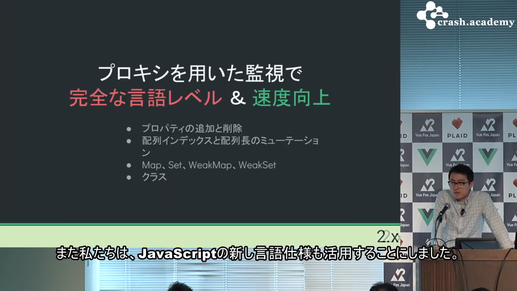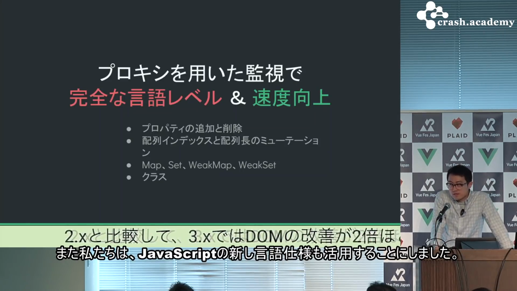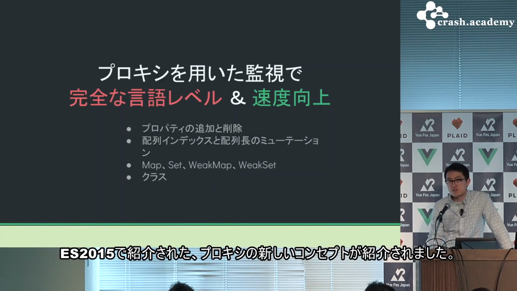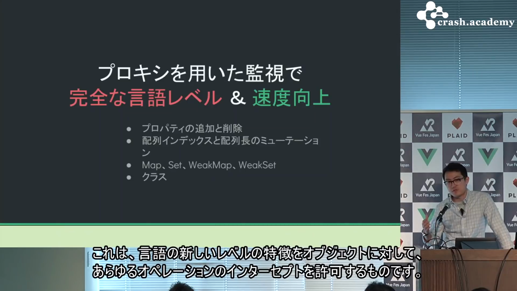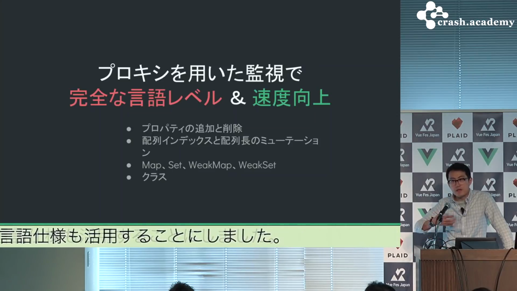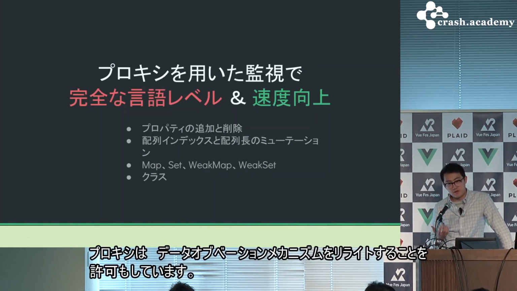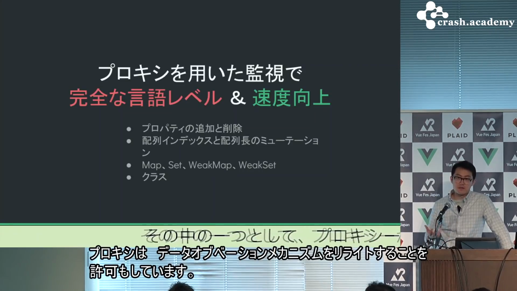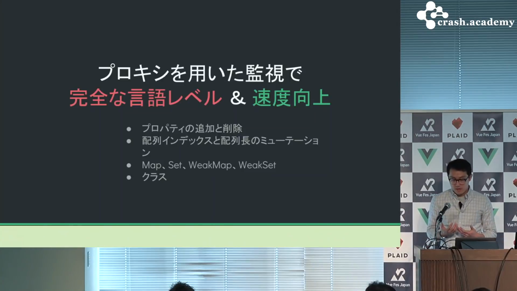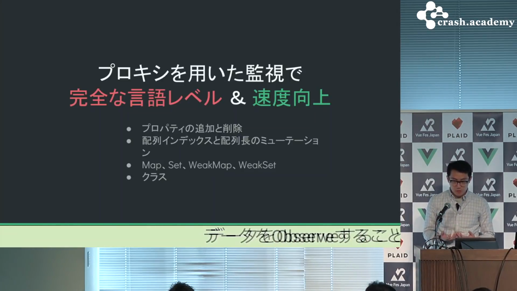And we also want to leverage new language features in JavaScript. ES2015 introduced a new concept of proxies. This is a new language-level feature that allows us to intercept all the operations that you perform on an object. So proxies allow us to rewrite our data observation mechanism as well. One of the things that Vue is known for is that you can simply mutate your data and Vue will update. And this is something we definitely want to keep.